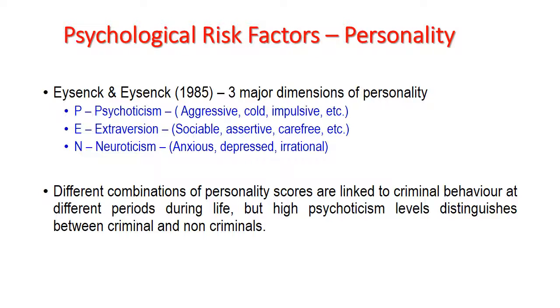In terms of personality, Eysenck and Eysenck in 1985 proposed three major dimensions of personality: PEN, psychoticism, extroversion, and neuroticism. Basically, what they found is that the different combinations of personality scores are linked to criminal behaviors during different periods of life. But the main personality trait that actually distinguishes between a criminal and non-criminal is the level of psychoticism, which is evident through the display of aggressive, cold, and impulsive behaviors.